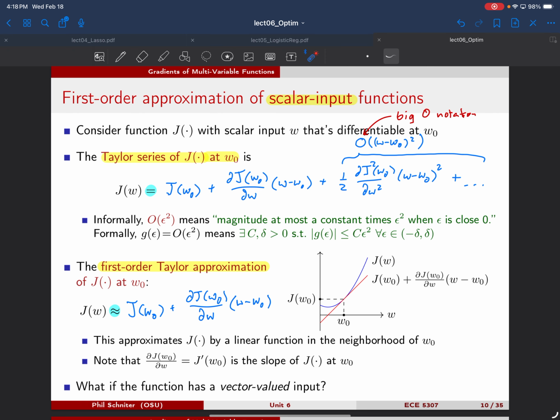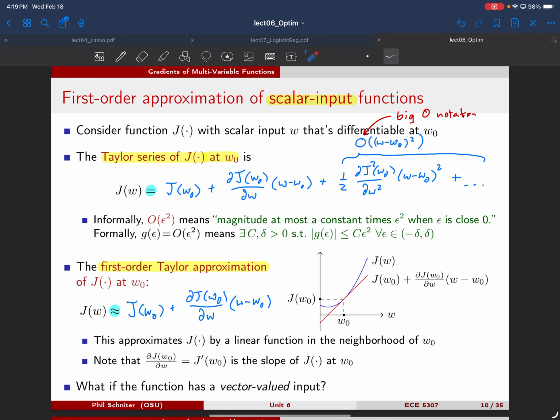Okay, so that's the idea behind the first order Taylor approximation. So we're going to use this for a couple derivations, and we'll see how to apply it in a moment. Okay, so these are the main ideas of the Taylor approximation, or the first order Taylor approximation. Any questions on what we have here? Everybody good with this?